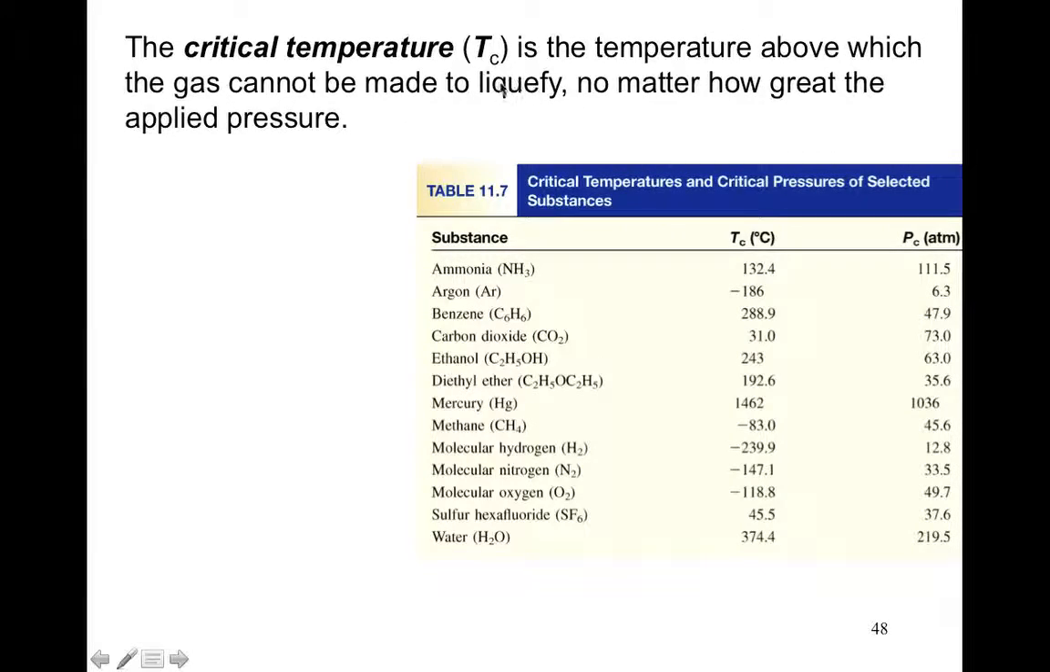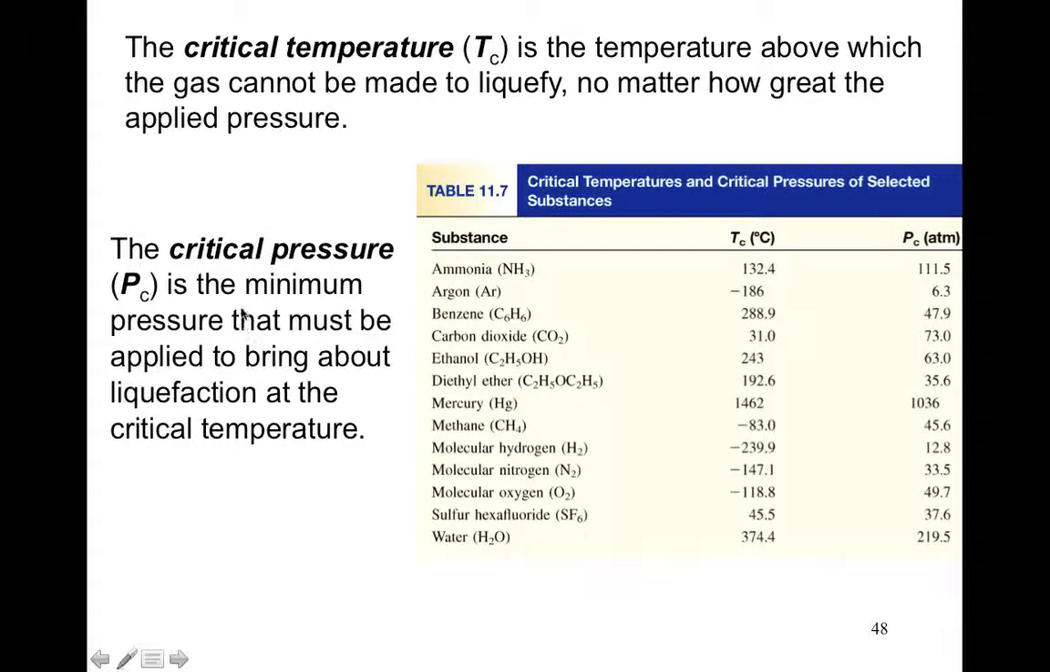So the critical temperature is the temperature above which the gas cannot be made to liquefy, no matter how great the applied pressure. The critical pressure is the minimum pressure that must be applied to bring about liquefaction at the critical temperature. And so we can get things so hot that they can't be a liquid. No matter how much pressure we put on them, they can't become a liquid anymore. And if we get them right below that temperature, then the amount of pressure it takes to make them liquid, that's our critical pressure.